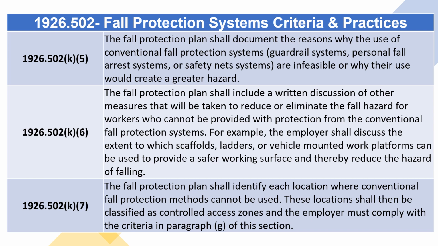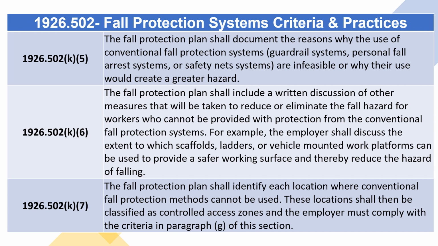1926.502 K5. The fall protection plan shall document the reasons why the use of conventional fall protection systems, guardrail systems, personal fall arrest systems, or safety net systems are infeasible or why their use would create a greater hazard. K6. The fall protection plan shall include a written discussion of other measures that will be taken to reduce or eliminate the fall hazard for workers who cannot be provided with protection from the conventional fall protection systems. For example, the employer shall discuss the extent to which scaffolds, ladders, or vehicle-mounted work platforms can be used to provide a safer working surface and thereby reduce the hazard of falling.